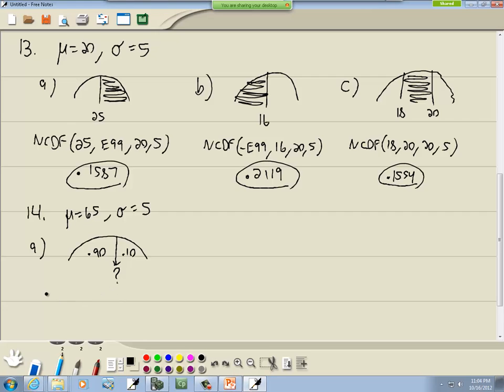Now if you're asked to find a value, you're going to use Inv Norm. If it's not probability, it's not percentage, it's not proportion, it's not area, then it'll be value. And the Inv Norm is always based upon the area to the left. So if I look at the area to the left of this, it'd be 0.90. And then our mean, which is 65, and our standard deviation, which is 5.